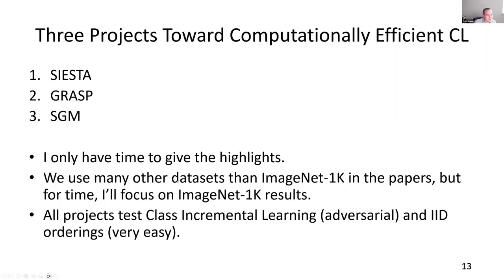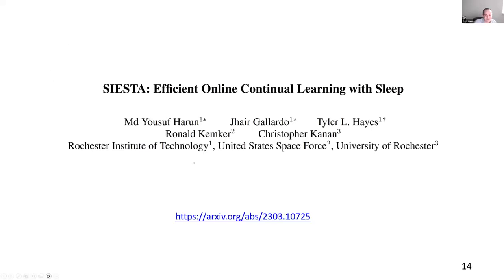That's a problem. So I'm going to talk about 3 projects that try to move us towards efficient continual learning. I don't have a lot of time, so I'm just going to give you the highlights. We use a lot of datasets for this, but I'll focus on the ImageNet results. All of them do test classic incremental learning as an extreme adversarial example of a distribution, but we also test IID orderings. Why? Well, it's a super easy distribution. So if we work well for both, at the very least, we know our code works for arbitrary distributions. There are tons of other ones we try.